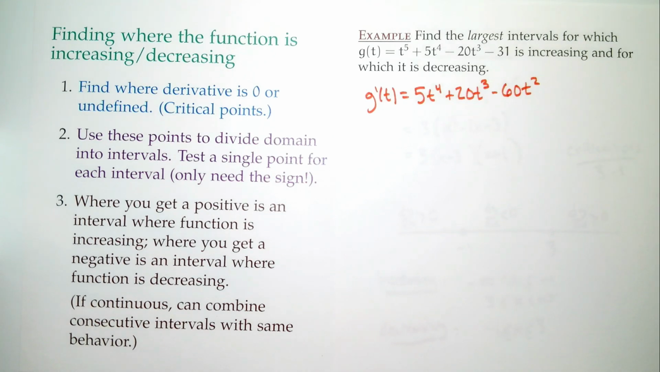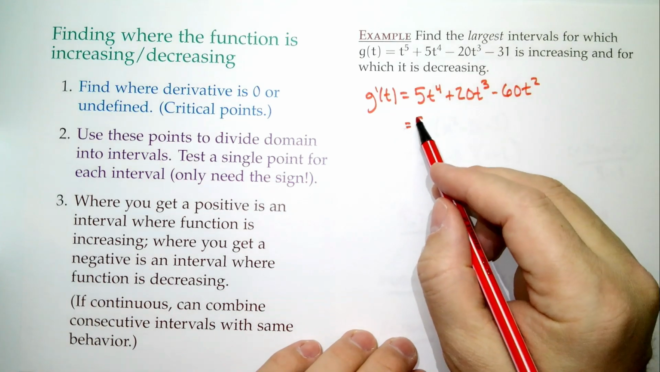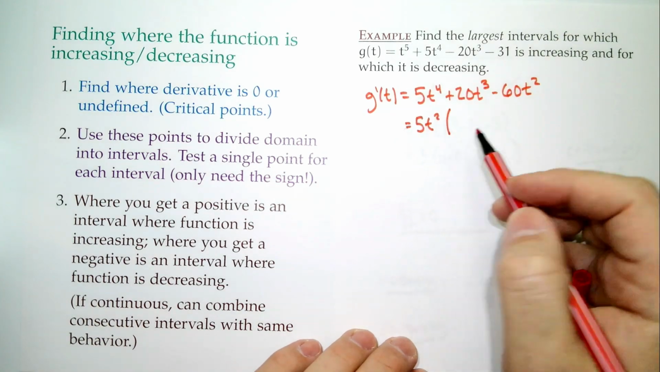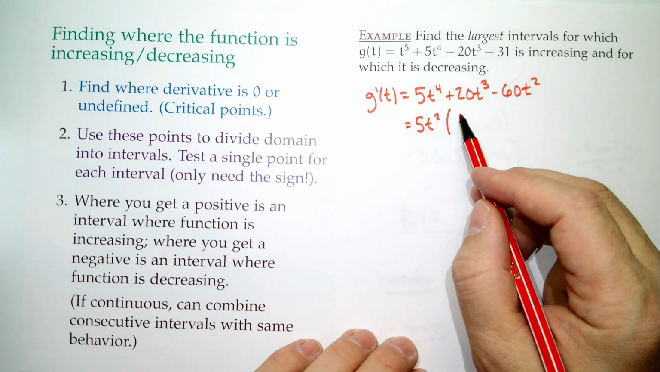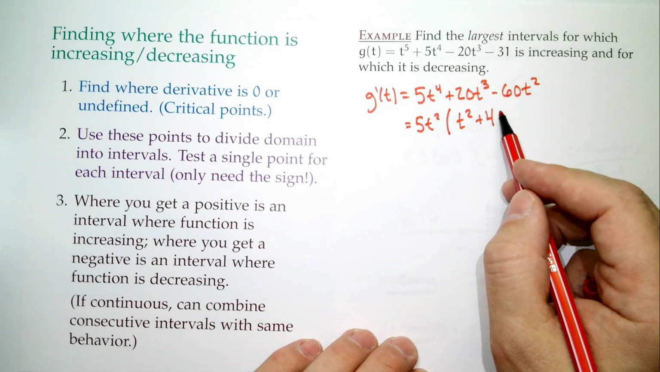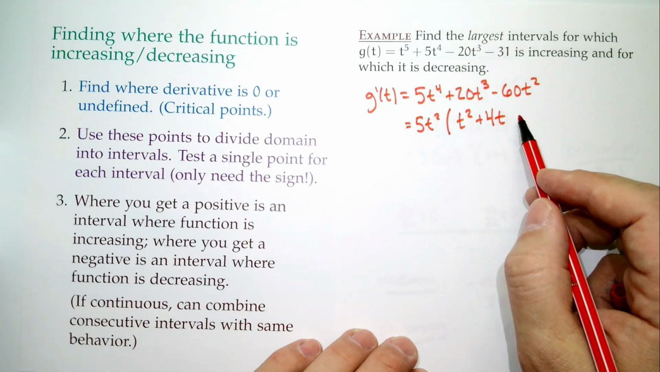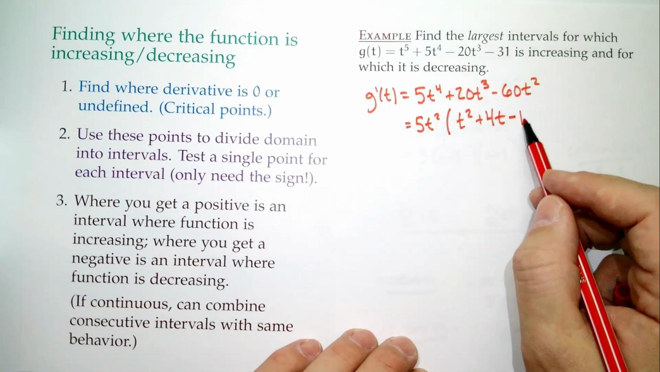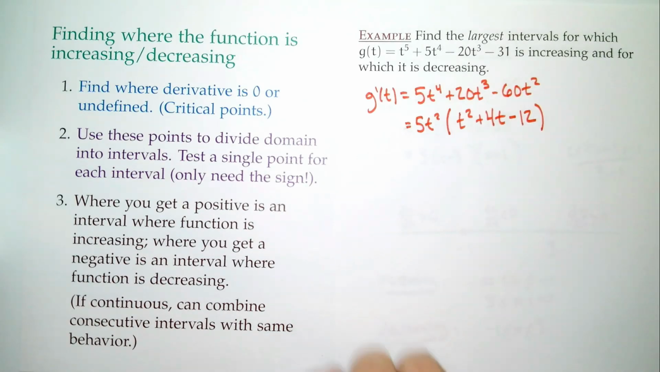So we definitely can pull out some t's. Lowest power is t squared, so pull out t squared. And everything is a multiple of 5, so we can pull out that as well. All right, so we pull out the 5t squared. And what's left? t squared plus 4t minus 12.